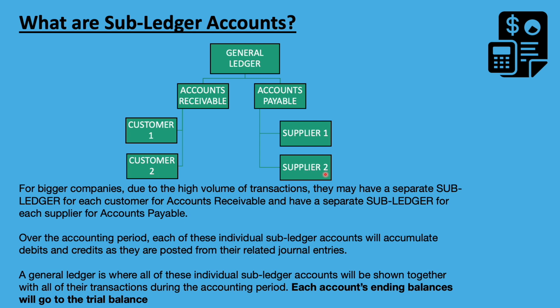Over the accounting period, each of these individual subledger accounts will accumulate debits and credits as they're posted from their related journal entries. A general ledger is where all these individual subledger accounts will be shown together with all of their transactions during that accounting period. Each account's ending balances will go to the trial balance.